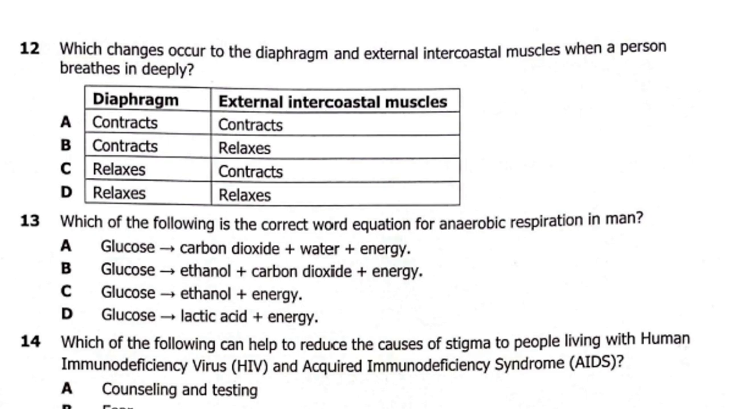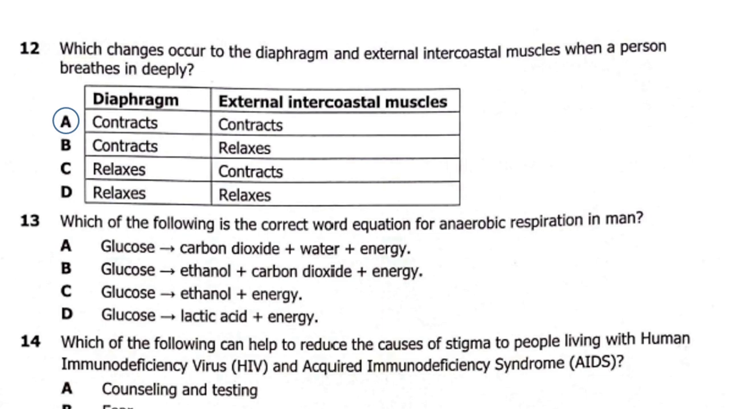Question 12. Which changes occur to the diaphragm and external intercostal muscles when a person breathes in deeply? A. Diaphragm contracts. Intercostal muscles contract. B. Diaphragm contracts. External intercostal muscles relax. C. Diaphragm relaxes. External intercostal muscles contract. D. Diaphragm relaxes. External intercostal muscles relax. The correct answer here is A. The diaphragm contracts and the external intercostal muscles also contract during inspiration.